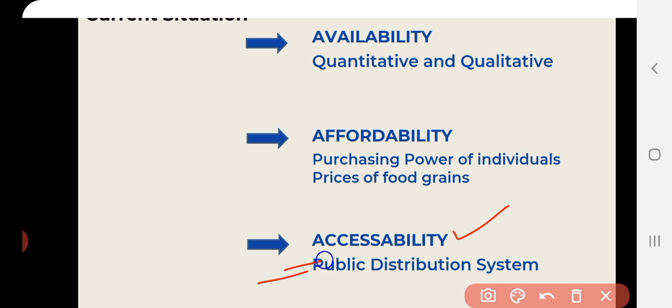The public distribution system is the mechanism of the government which used to supply food grains to the poor people in our country. So, this is the accessibility on which we will discuss while discussing the current scenario of food security. Now, step by step, we are going to discuss these 3 points. What is the current scenario of these 3 points? That is, what is the current scenario of availability, what about affordability, and what about accessibility?